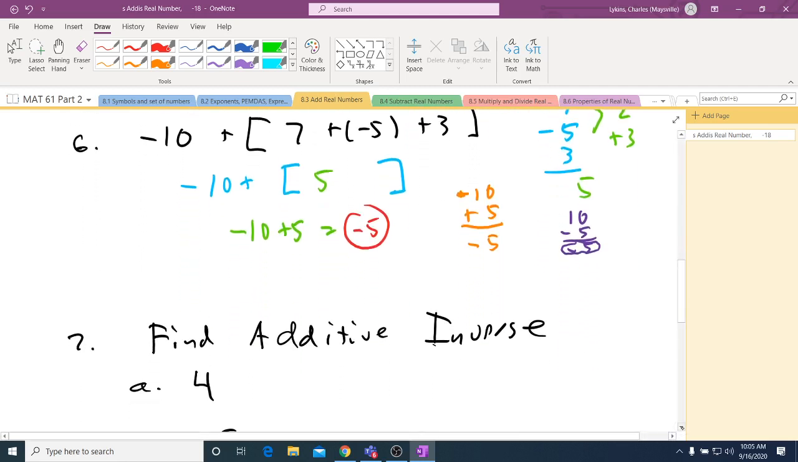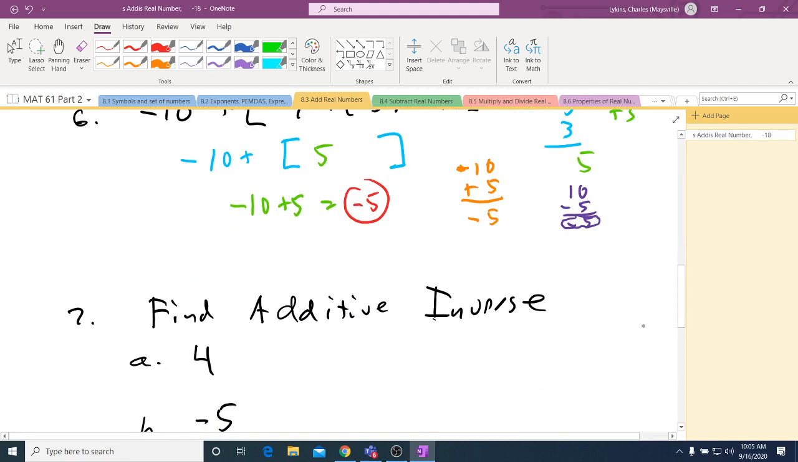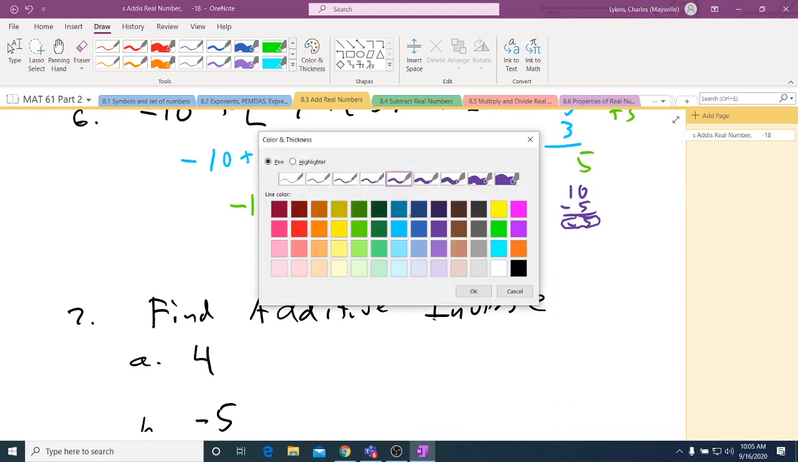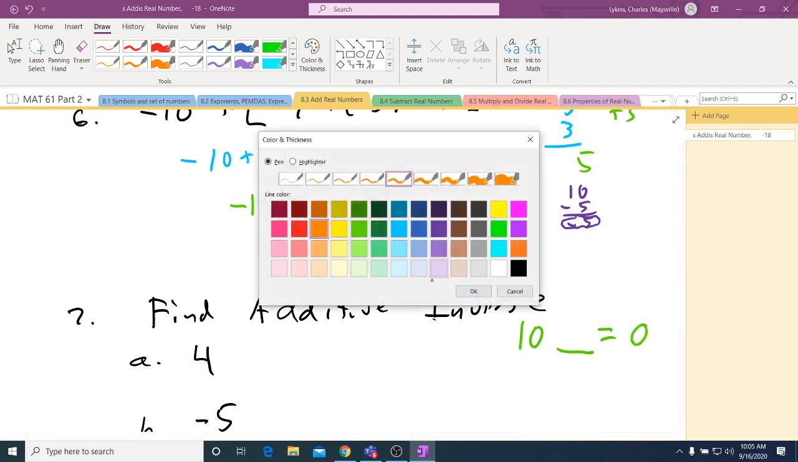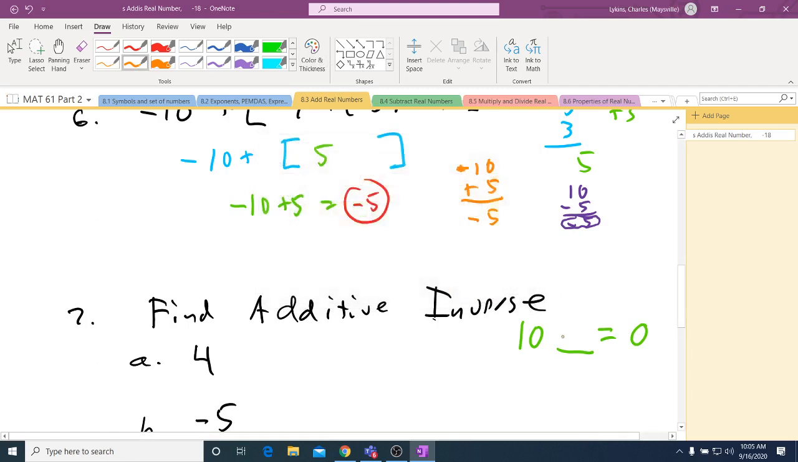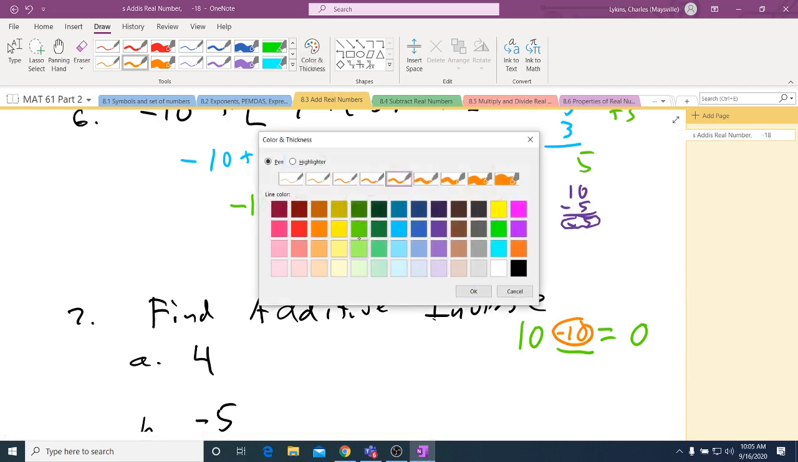Okay, next is a new term. It's called additive inverse. Okay, what this means is this. If I have, say, a 10, what number do I need to give you 0? Well, in this case, my example over here, I would need a negative 10 or a minus 10. This is the additive inverse. It's to make the 10 a 0.